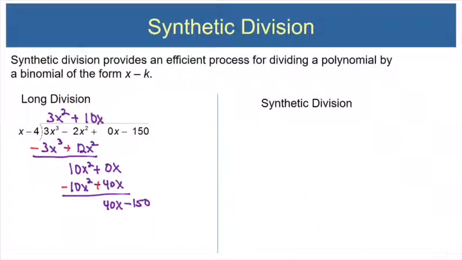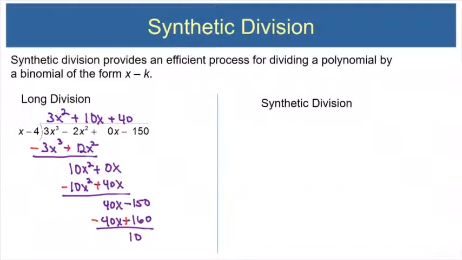And then I say, how many times will x go into 40x? Well, I'm going to guess that it will go in 40 times. I multiply back, change signs and add, and I get a remainder of 10. Now, I know this is the remainder because there's no x here, so this won't go into 10, and there's nothing left to pull down. So this must be the remainder.